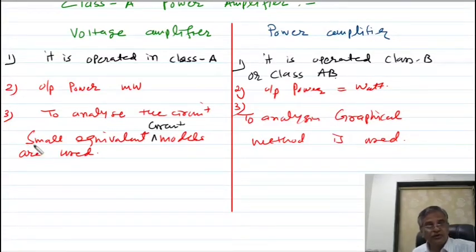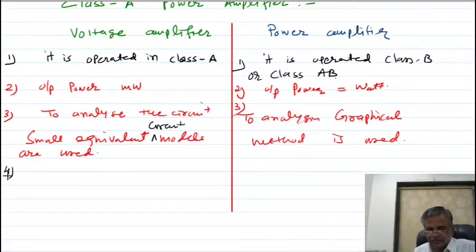Now you may have guessed what kind of small equivalent models you will study. I think you have already studied hybrid parameters; X parameters, Y parameters, Z parameters are used. So different kinds of parameters are used to analyze the voltage amplifier.